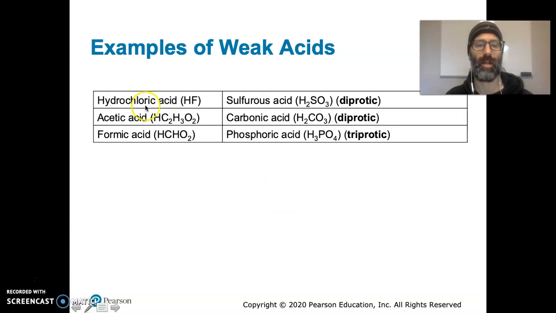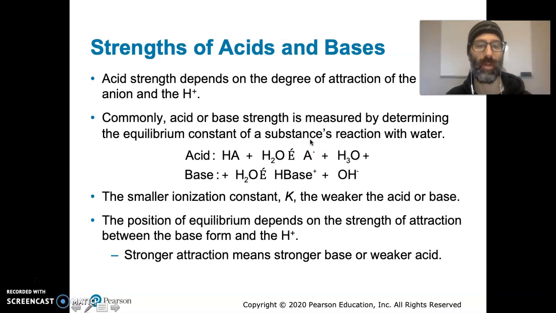And here are 6 of your most popular weak acids. You have hydrofluoric acid, acetic acid, formic acid, and sulfurous acid. Don't confuse sulfuric and sulfurous. Sulfuric is H2SO4. Sulfurous is H2SO3. So sulfurous acid is a weak acid. Carbonic acid is weak. And phosphoric acid is weak, and that's a triprotic acid, so all 3 of these hydrogens can be released.